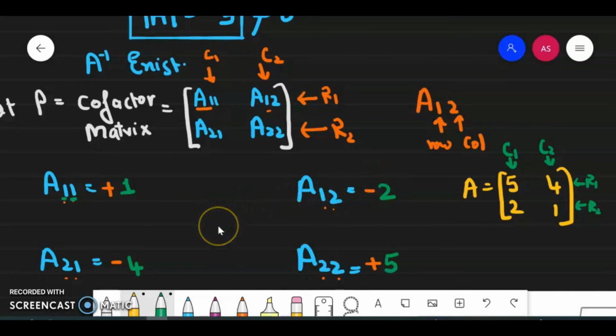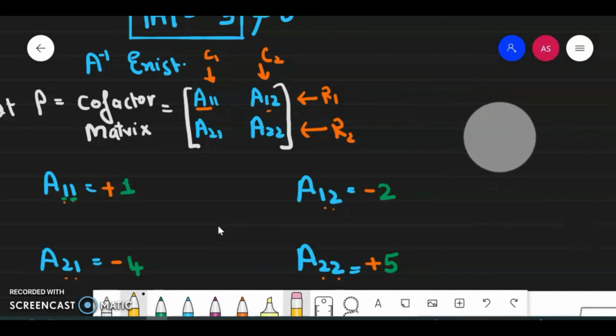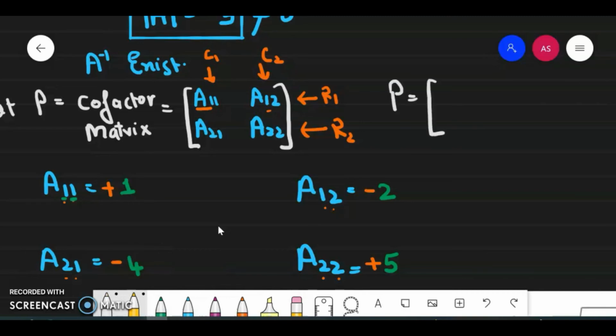Okay. Now we will substitute this in the cofactor matrix. So we will write over here. Therefore, the P, value of P, that is the cofactor matrix, A11 is 1, A12 is minus 2, A21 is minus 4, and A22 is 5. That is the value of P.